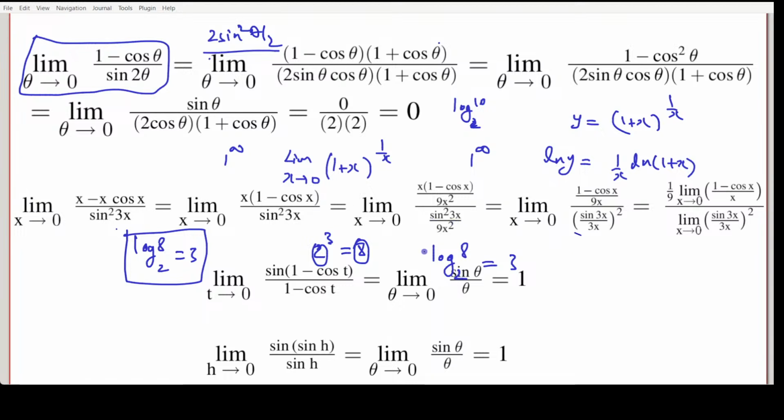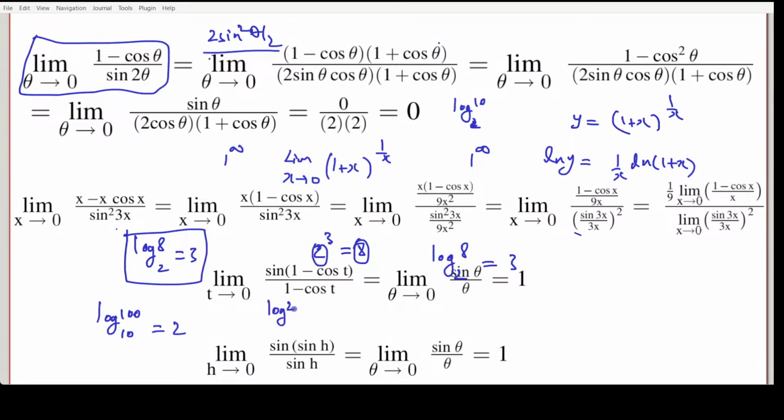Understood? Log 8 to the base 2 means if you raise this base 2 to what power you will get 8. For example, log 100 base 10. What does that mean? 10 to what power will you get 100? You will get 2. Agreed?